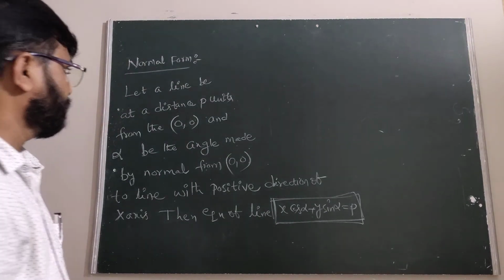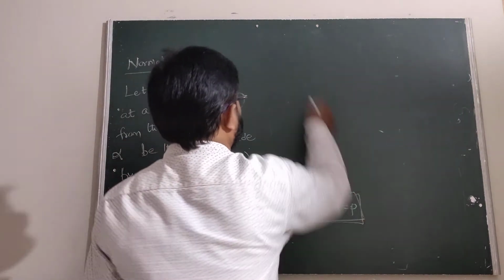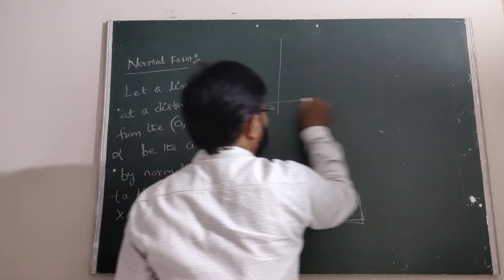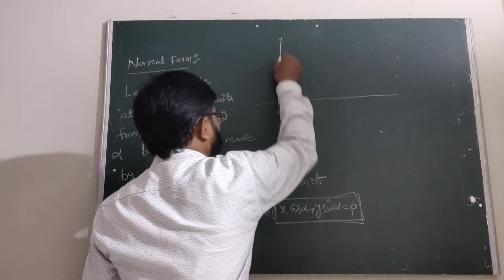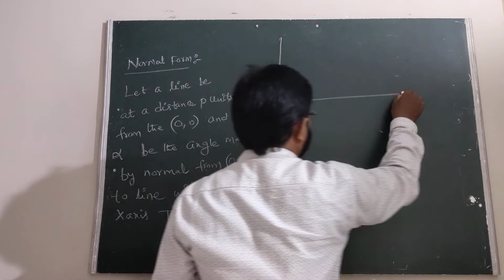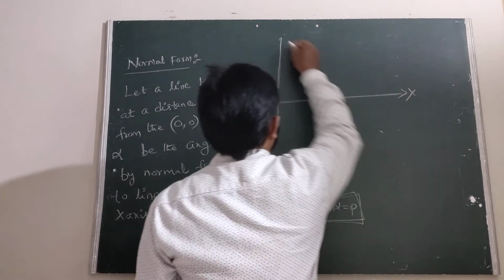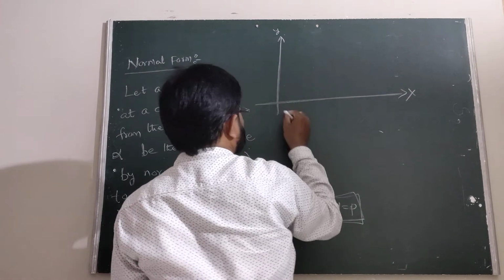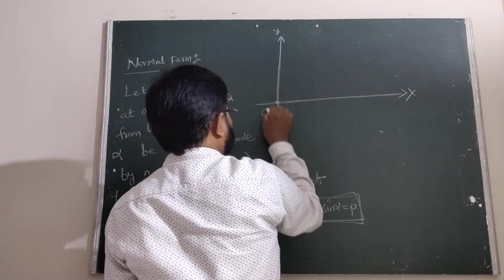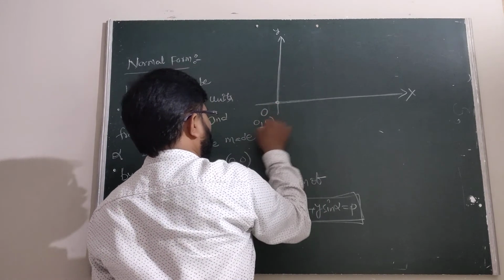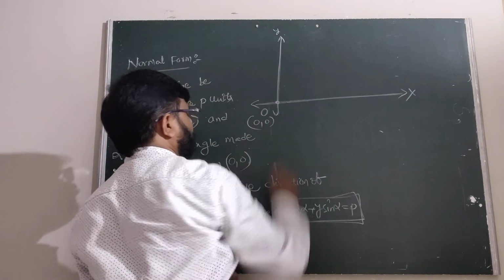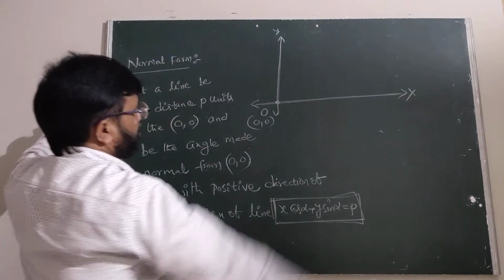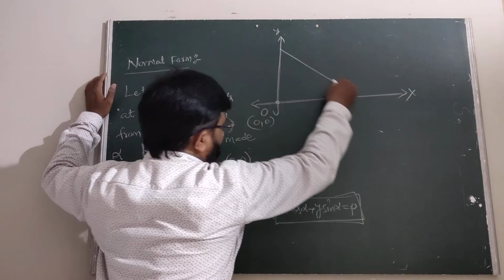All of you listen here. We have to find the equation of the line. Please listen carefully. This is the x-axis. This one is the y-axis. Its point of intersection is the origin. So here this is our required line.